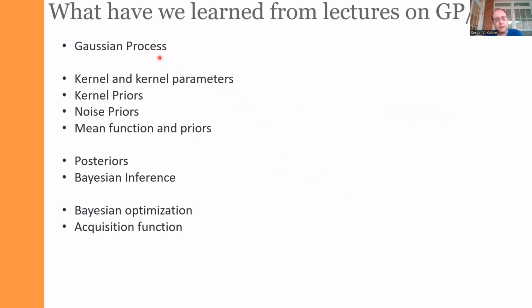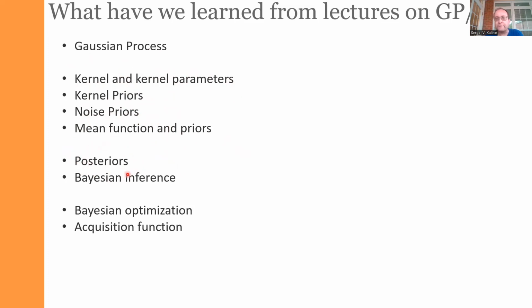So first of all, from the first several lectures, we learned the basic principles of Gaussian processes, including what is a kernel, what are kernel parameters, what are priors for the kernel, and what are priors for noise, and why they matter. We also looked at the mean function in Gaussian processes and the priors for the mean function. So again, this is not a standard area. This is something that emerges only in the context of domain-specific problems, but not so in the context of data-driven applications. Then we looked at what the posteriors are.